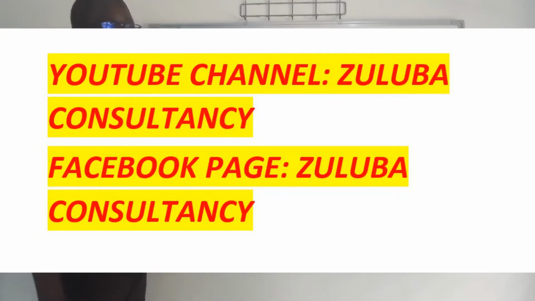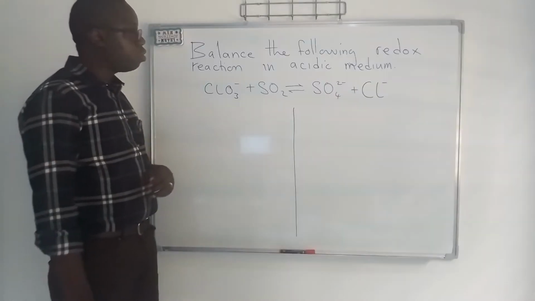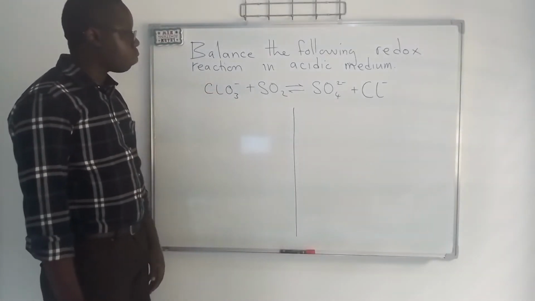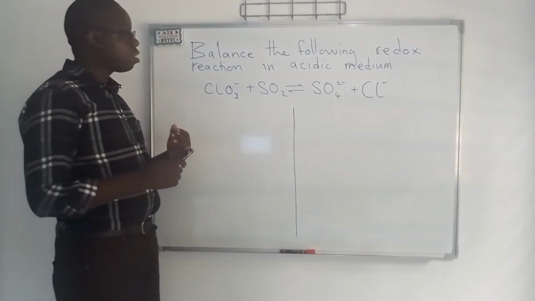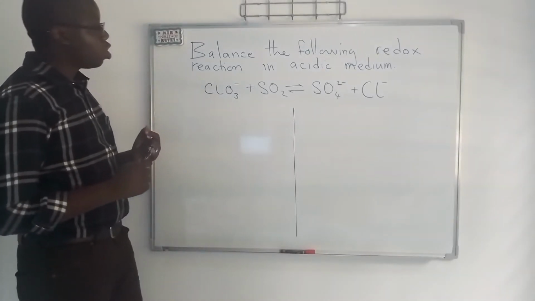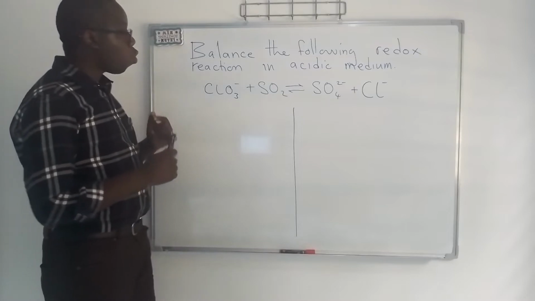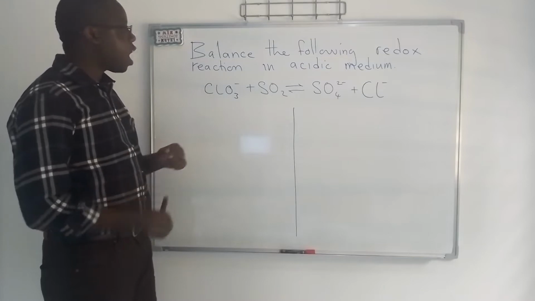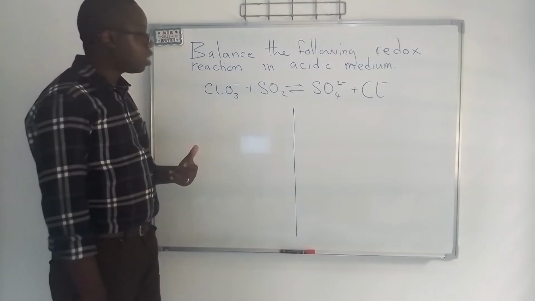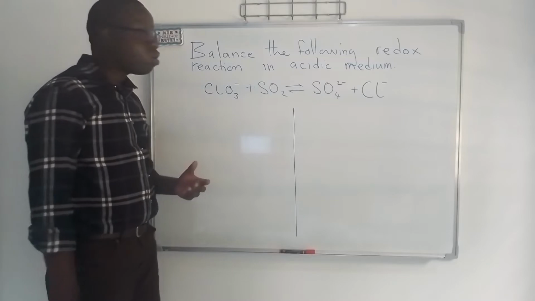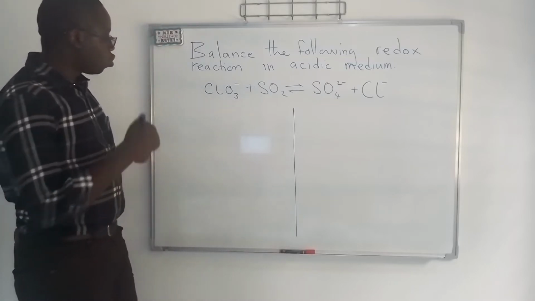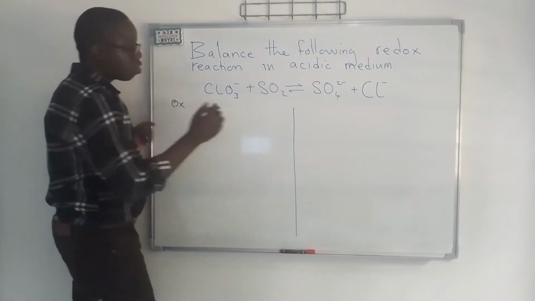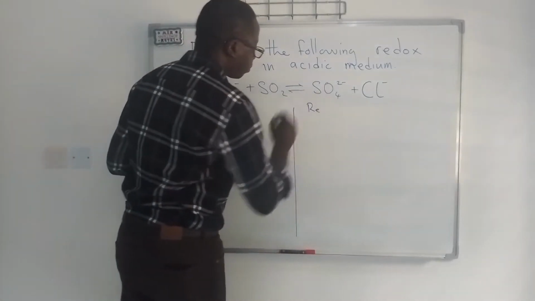So let's look at what you need to do to balance an equation in acidic medium. The first thing that one needs to do is to identify which compounds or which radicals are undergoing oxidation and which ones are undergoing reduction. So we'll put oxidation here, then we'll put reduction here.